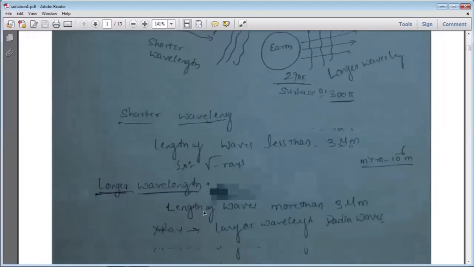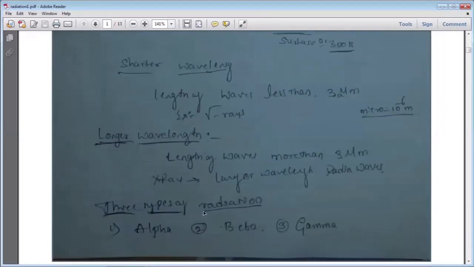Then what is the longer wavelength? Longer wavelength means the length of the waves is more than 3 micrometer. Understand? X-rays or radio waves are called longer wavelengths. So radio waves are also called a longer wavelength. Waves with a length of more than 3 micrometer are called a longer wavelength. Examples are X-rays or radio waves. So this is what we call a shorter wavelength and a longer wavelength.